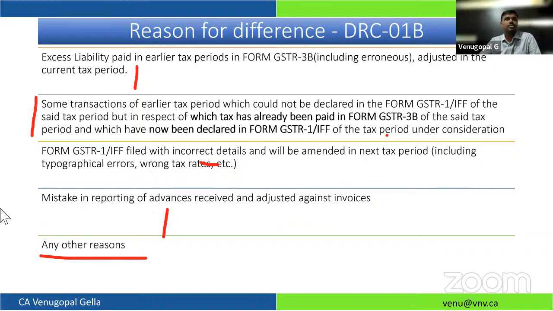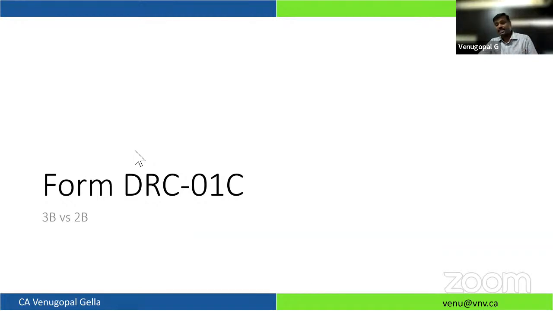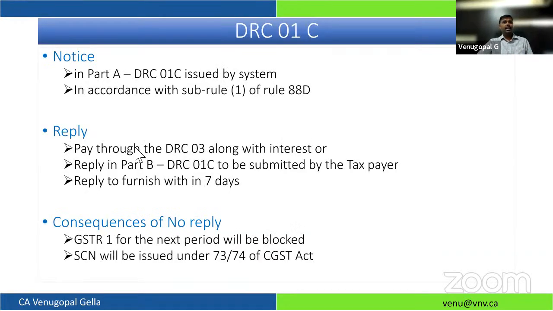While DRC-01C, which is pretty straightforward, is on input tax credit, where you will be served again a system generated notice, DRC-01C. This is in accordance with Rule 88D. Part A is your notice. Your reply will be going in Part B, again within 7 days. But there is a concept of interest if something is going wrong at your side. If you are not replying, then there are multiple options. Either they can block your credit ledger, or they can issue a show cause notice asking why the taxes should not be assessed under 73-74.